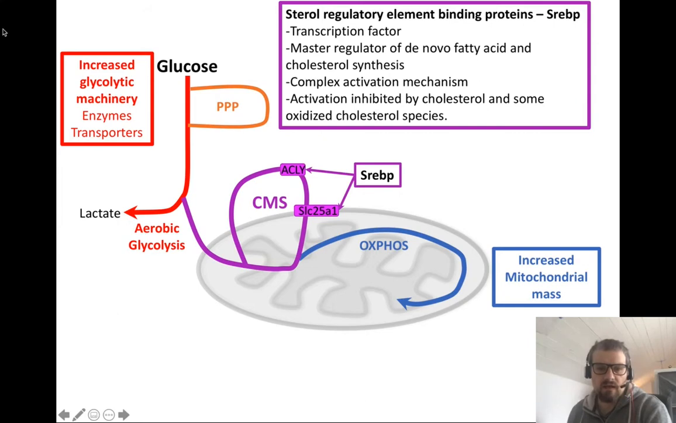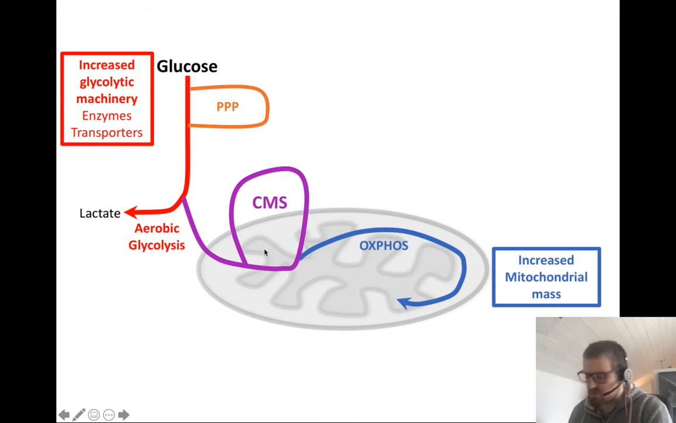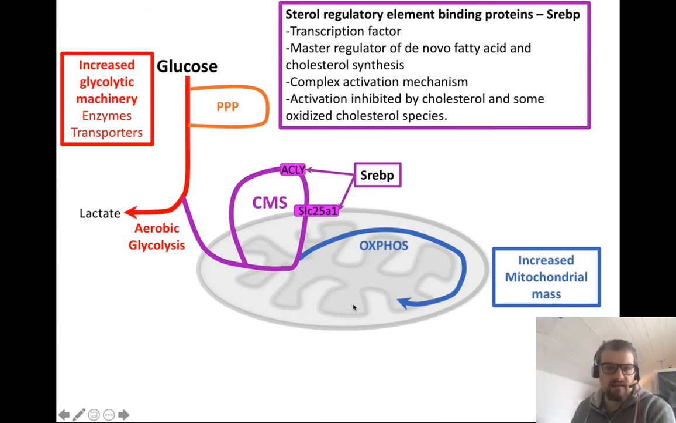Well, as I said, one of the most interesting aspects of NK cell metabolism is the fact that they use the citrate malate shuttle. So what allows them to switch to this? Well, it's this transcription factor here, sterol regulatory element binding protein, SREBP. Because these two key components of the citrate malate shuttle are SREBP target genes. This transporter here, SLC25A1, and ATP citrate lyase here.